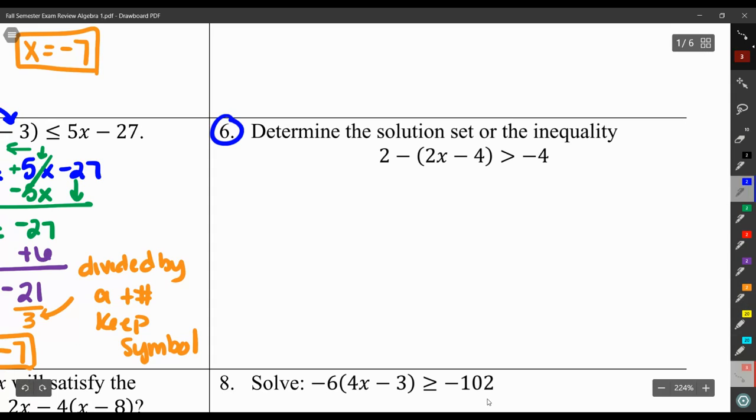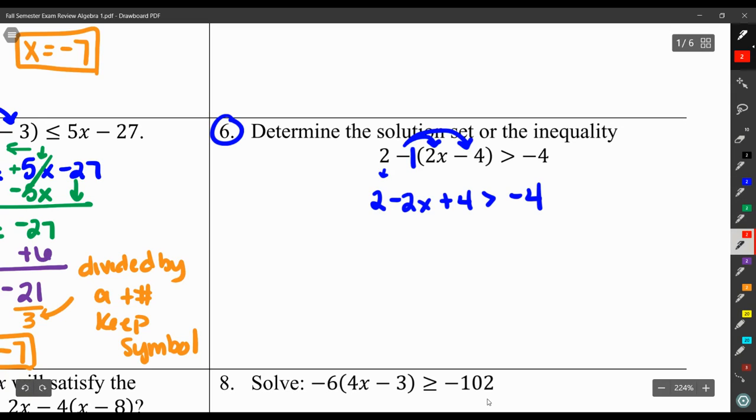So kind of like example 2, this 2 is too far away from the parentheses to be the one that is distributed. What you're really distributing is the minus 1 in the front. So the 2 will drop down to the next step, and then we're going to distribute out negative 1. So negative 1 times 2x makes negative 2x. Negative 1 times negative 4 is a positive 4. And then drop down the greater than and drop down the negative 4.